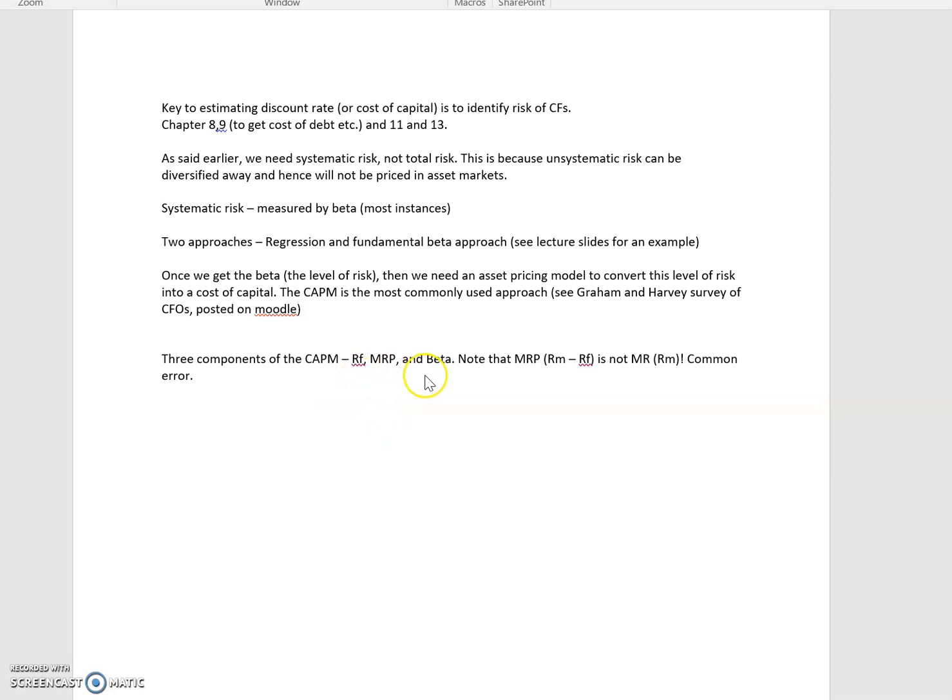Now the one thing I'd like to caution you, keep in mind, this market risk premium, this MRP, is basically RM minus RF. That's not the same as the market return, which is just RM. Okay, so the market risk premium is RM minus RF. So make sure you don't make this error, make sure you don't get this confusion, because this is a common error that I've seen over the years. So make sure that you don't make this mistake.